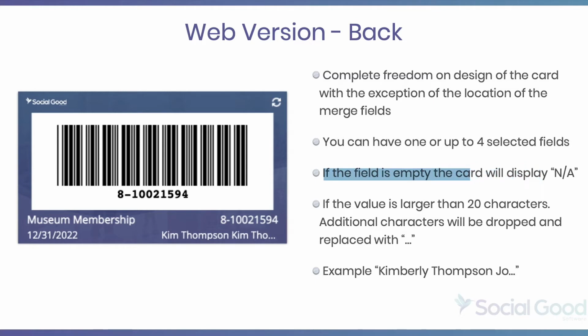If the field is empty, the card will display not available. If the value is larger than 20 characters, additional characters will be dropped and replaced with the 3 periods here, just like they are in the front of the card. And then here's a little example of how that works.